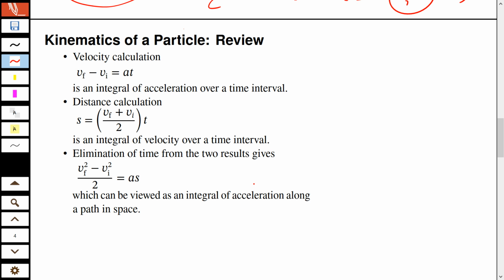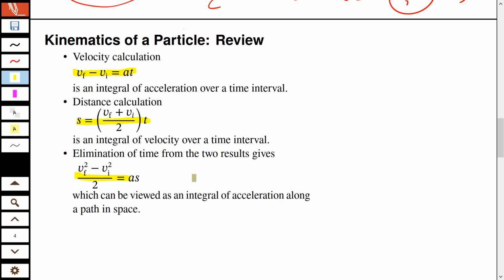So the next topic is a new perspective on the kinematics, the equations of kinematics for a particle. You must have studied these three equations in school and in college, and they are called equations of motion. Galileo discovered these.